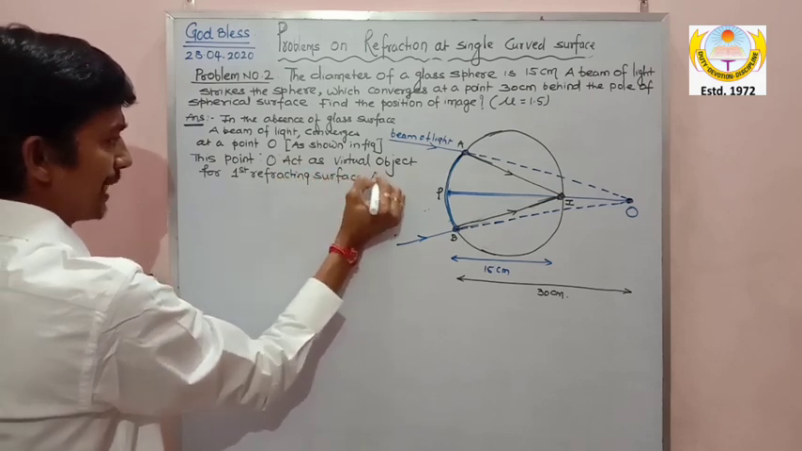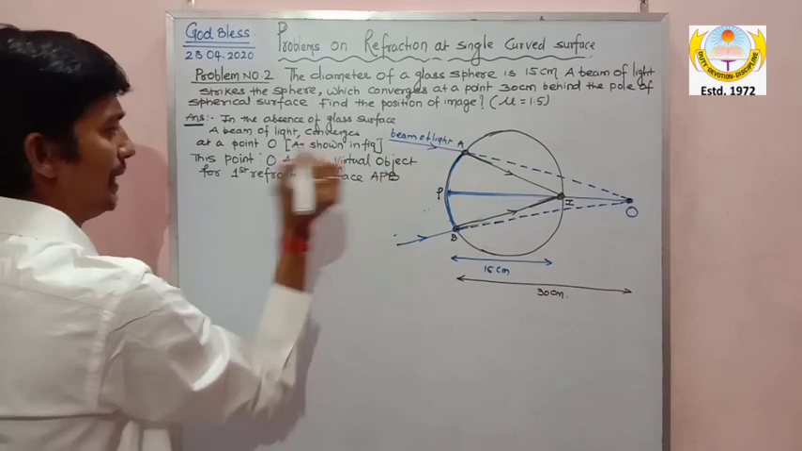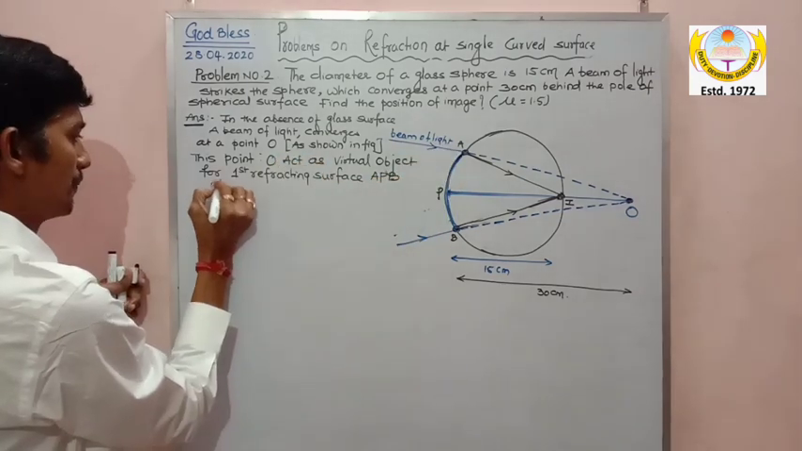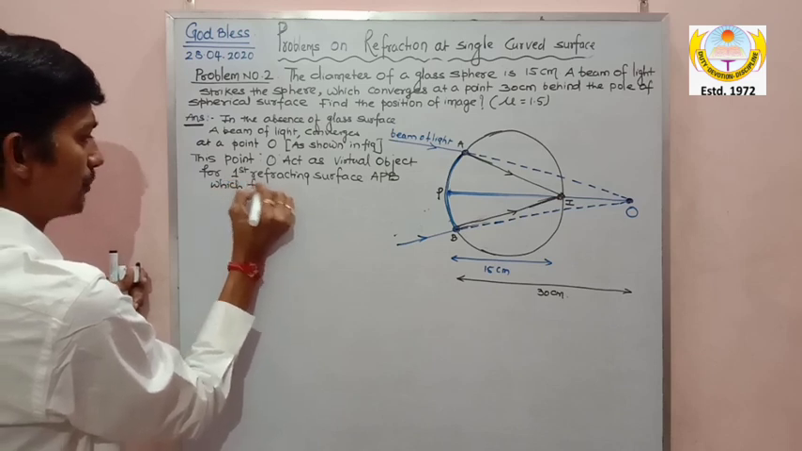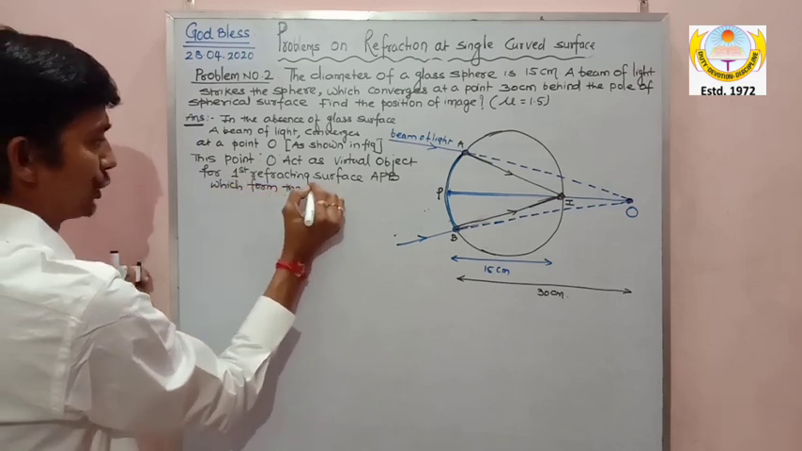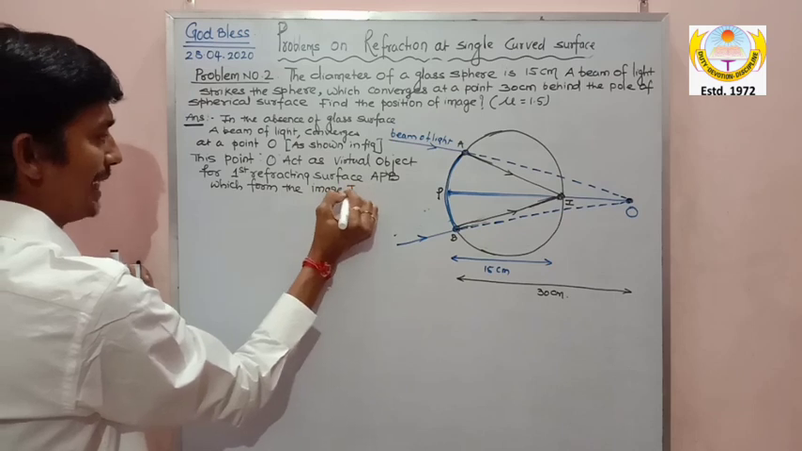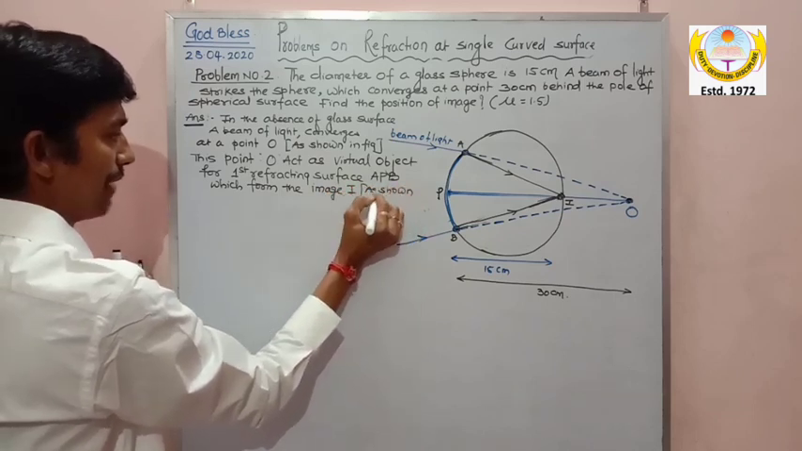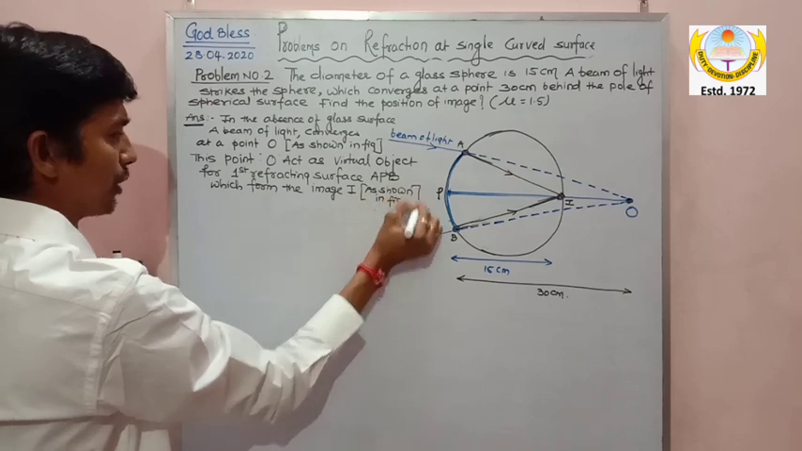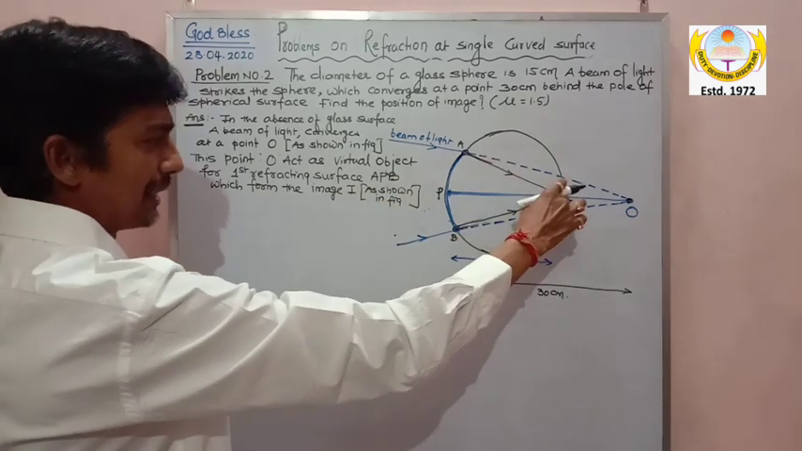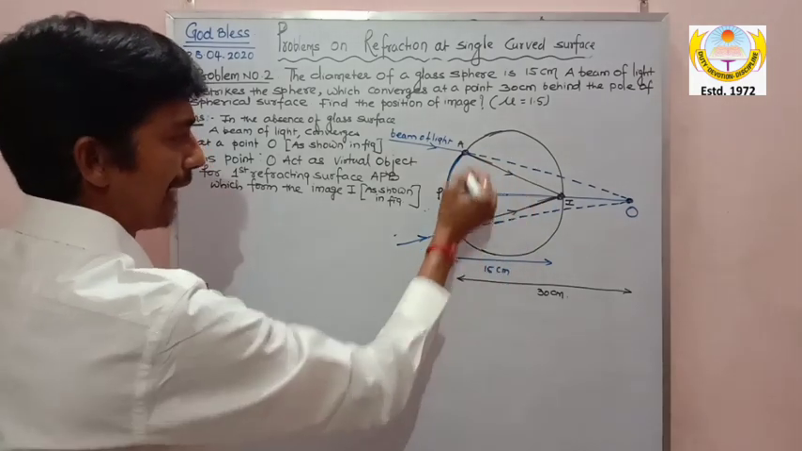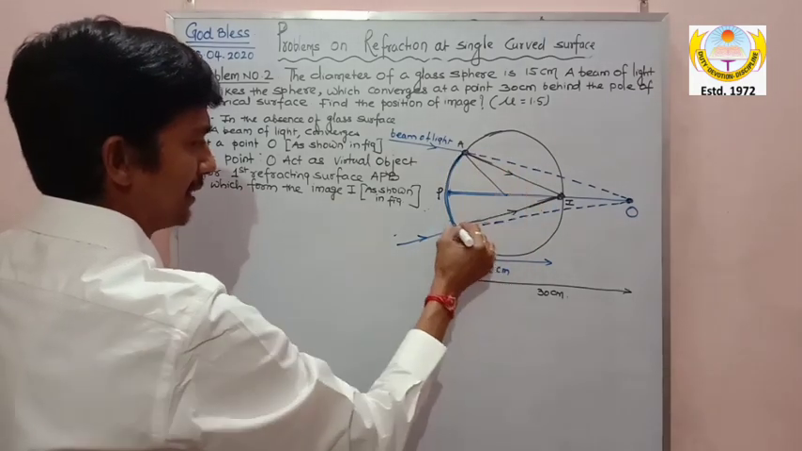And what is the name of that surface? APB. Am I clear? Which forms the image I as shown in the figure. For this reason, beta, I have drawn the image also, but actually you have to draw where the image will come. Here also it can be, here also it can be. It is not necessary that the image comes only here.